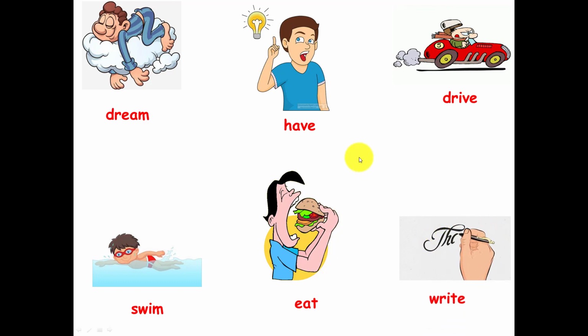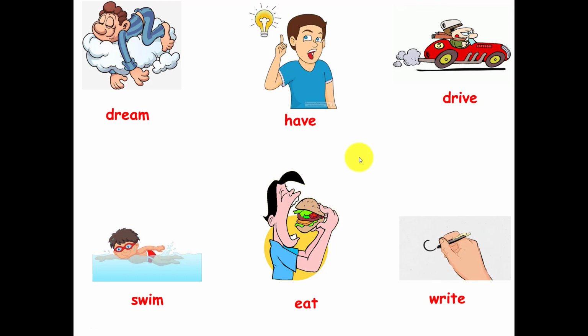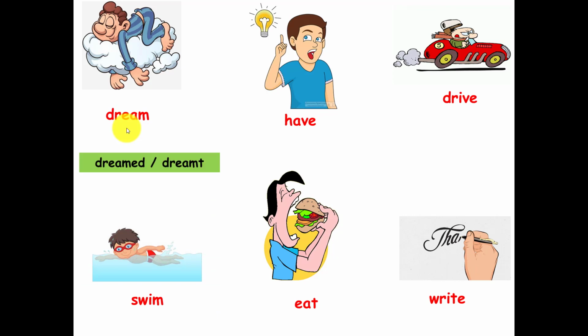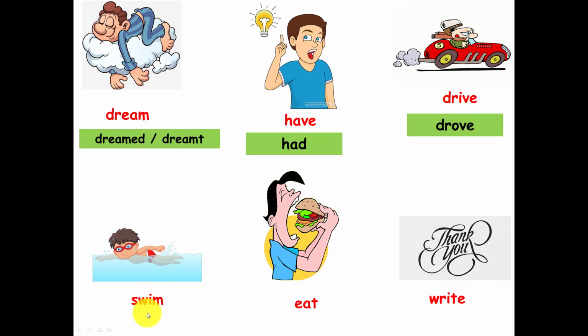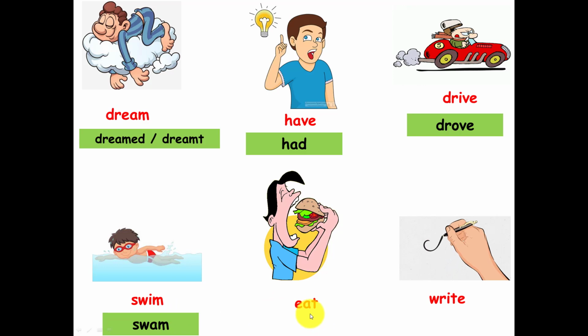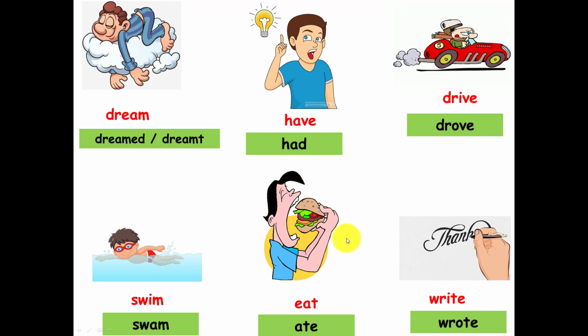Let's get the past simple for these verbs. Can you? Yes, for dream, we have dreamt or dreamed. These two answers are possible. We can say dreamed or dreamt. Have. Good. Had. Drive. Drove. Swim. Swam. Eat. Ate. It is pronounced "et" or "ate". Write. Wrote. Well done.